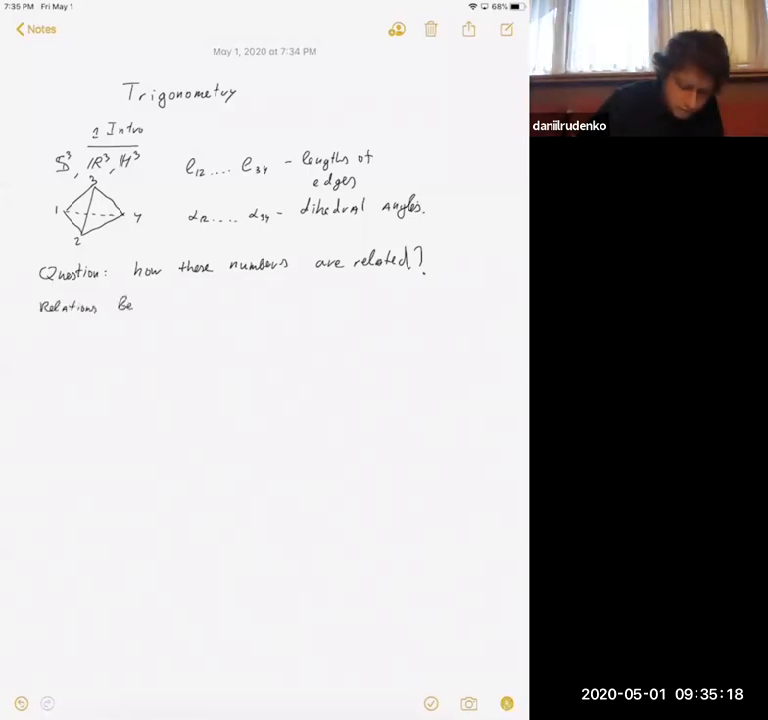But it is quite easy to convince yourself that relations between their exponents are different. I will assume I'm working in hyperbolic space just for completeness. It's not too important. So relations between exponents of angles and exponents of lengths of edges are algebraic. And the question is to find them.